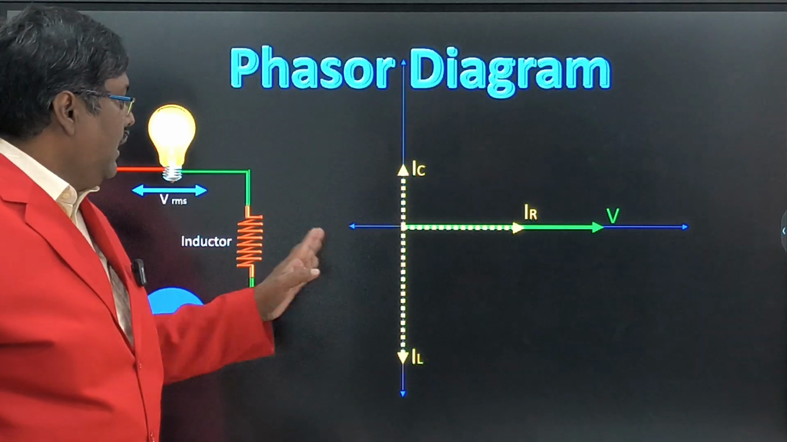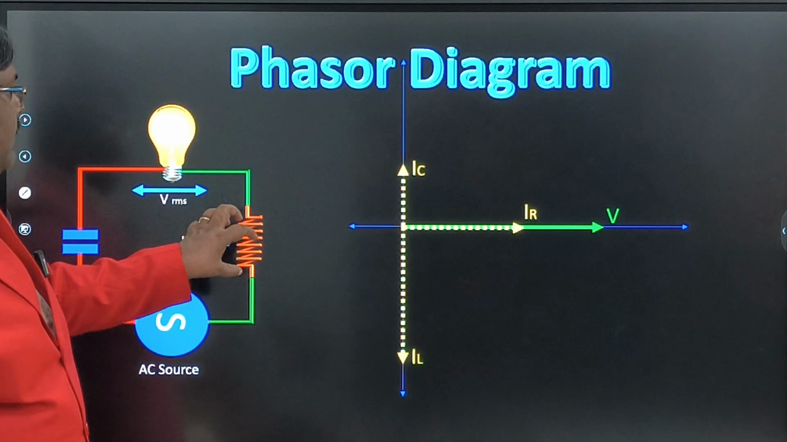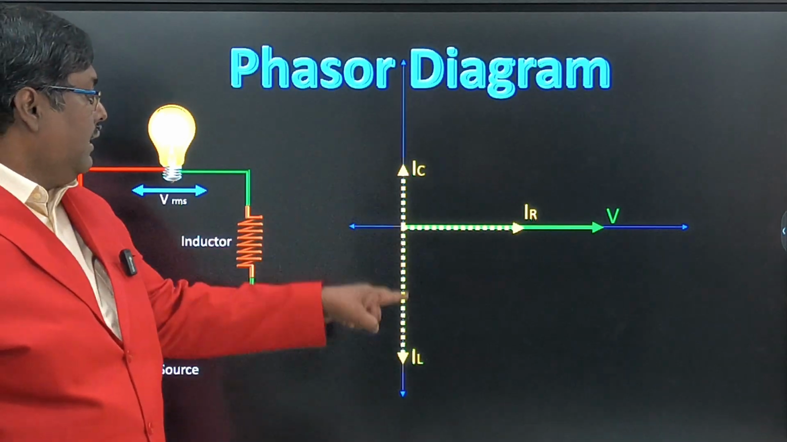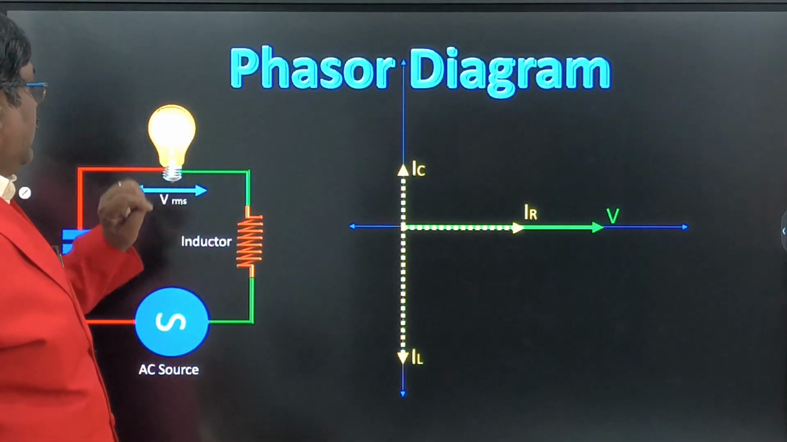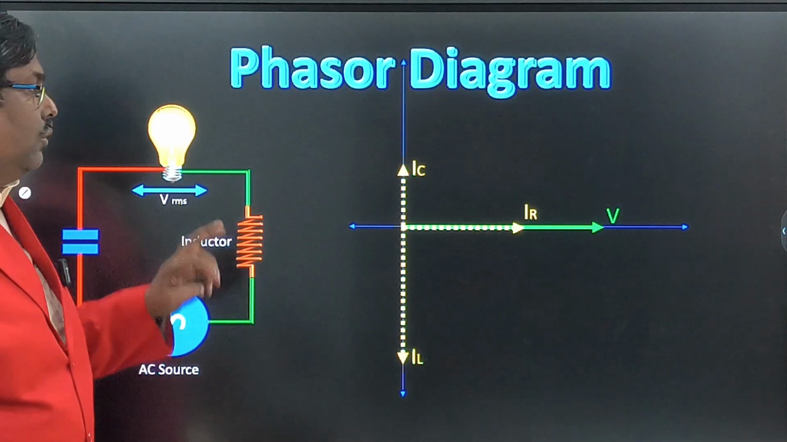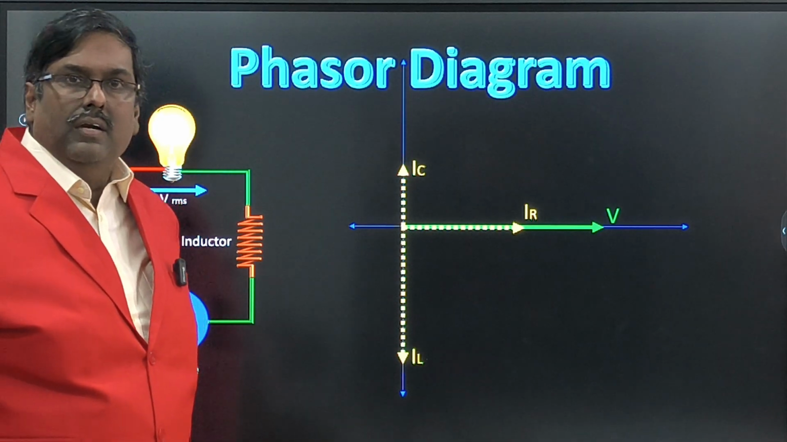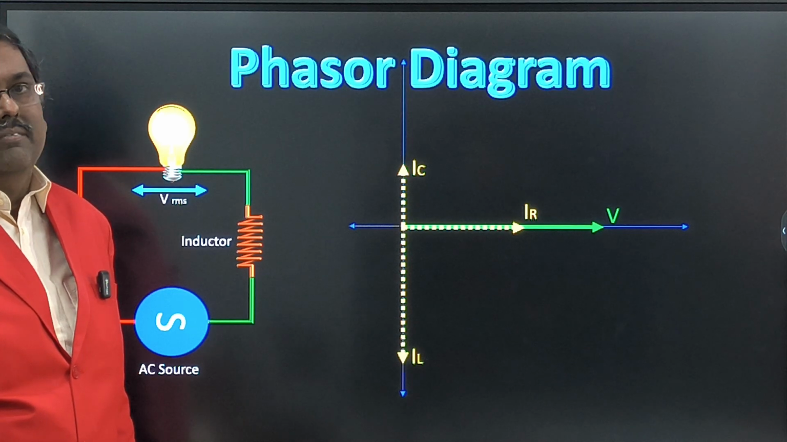So we are going to take each equipment, each part, and see how much current it takes. Inductive, it is taking current IL. Capacitive, it is taking current IC. Light, it is a resistive load, it is taking current IR. But all three are currents only. All three are currents, which means you cannot add them directly because their directions are different.